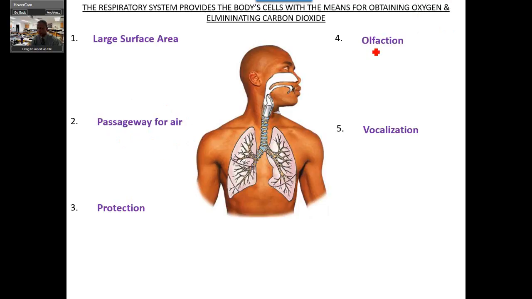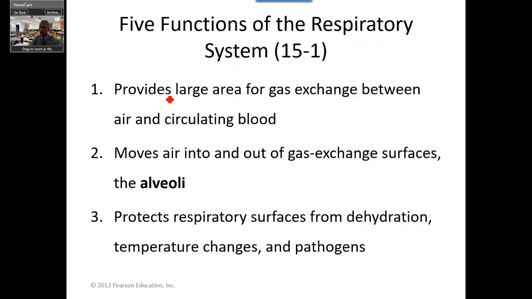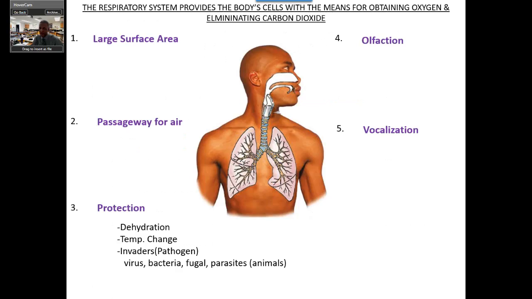I'm not going to talk about olfaction and vocalization, but they play a role, and then of course protection, your first line of defense. And if you're one of my students, we've already listed this and we gave information, so I'm going to do this quickly. So these numbers correspond. So the large surface area, that's where your gas exchange is going to be. We're talking about air circulating with the blood. Number 2 is moving the air from the outside to the gas exchange surfaces. That's what we say. There's a passageway.